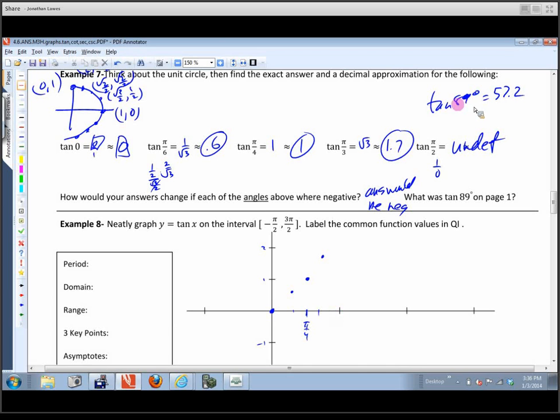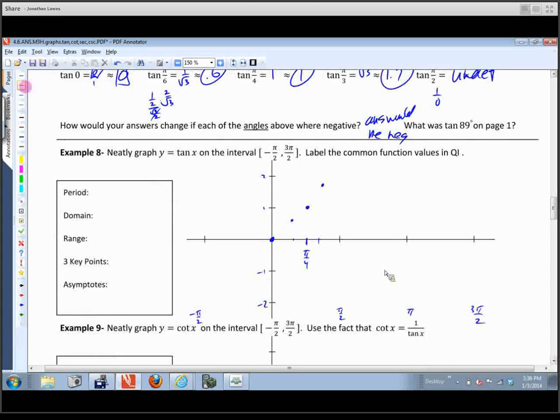But let's think about this right here. The tangent of 89 degrees, which is just a little bit less than pi/2, gives me this huge number right here. I get way up here at 57. It's even off the charts. So what do you suppose happens right here at pi/2, because the function's undefined?